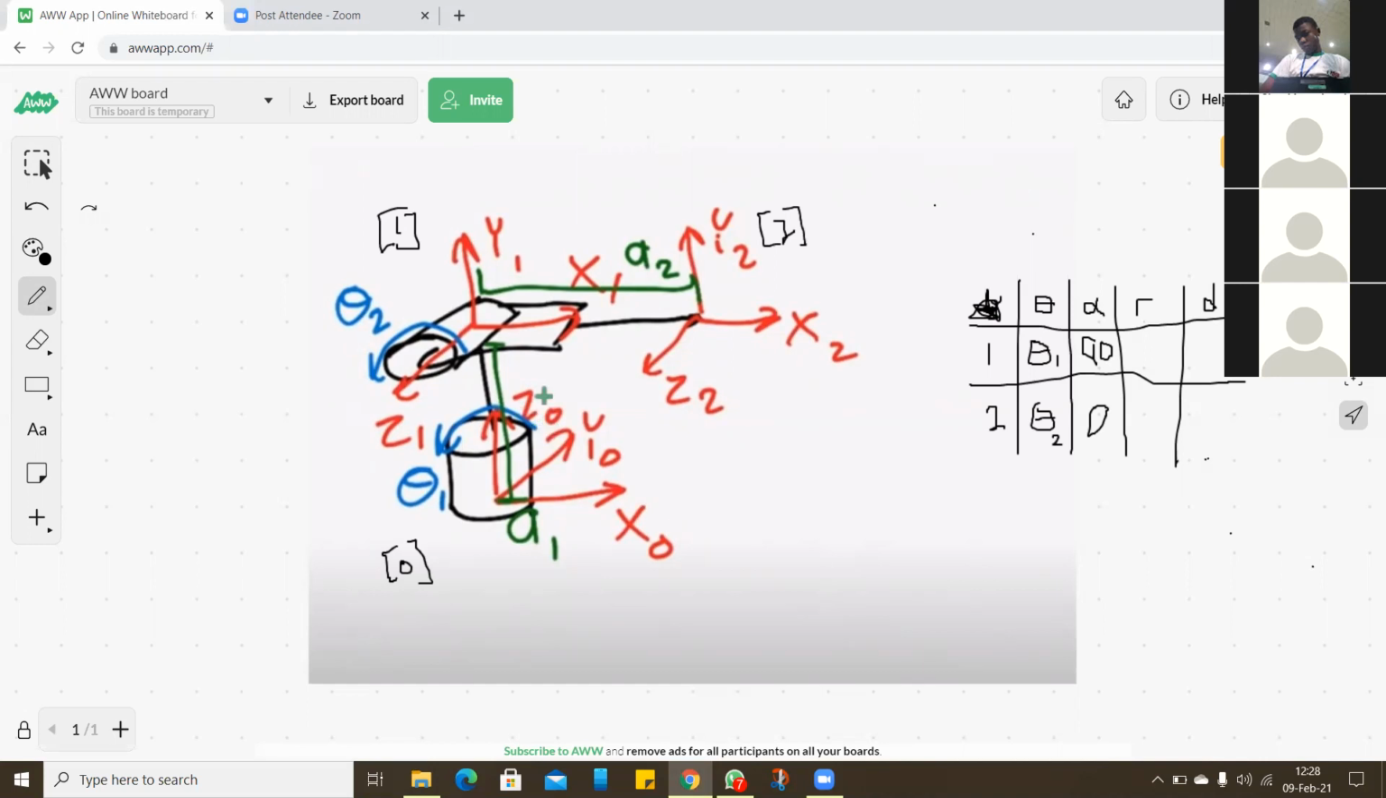The displacement between this and this is what we are talking about. In this direction, R is the displacement between frame n minus 1, which here is 0, and frame n, which here is 1, along this direction. But now they are in the exact same place, so the displacement is 0. No displacement at all. Now let's look at the second one.